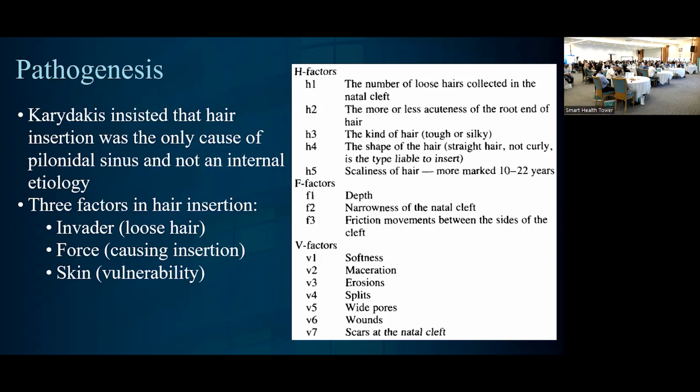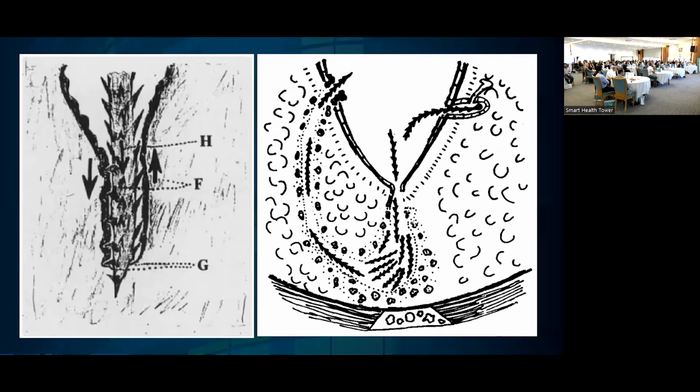And then finally, you have factors related to the skin itself. If you have acquired factors, like a wound on the area, macerations, or soft skin, and then of course genetic characteristics of the skin itself, all of these will affect your likelihood of developing the disease. He actually had an equation, but it becomes a bit mathematical, and we don't need that here.